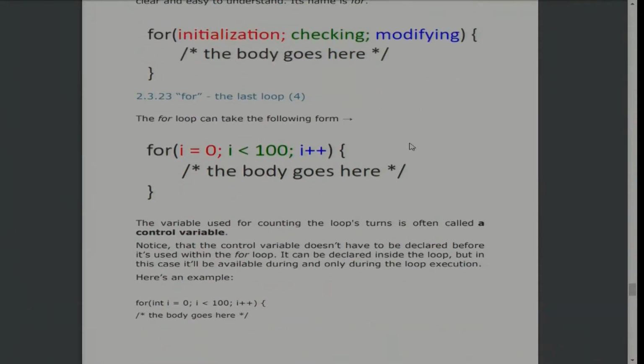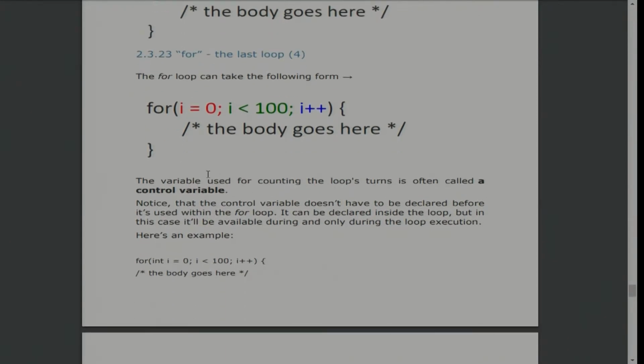There's an example here. We initialize i as 0, then we check if i is less than 100. Then we do whatever is in the body. But once i is no longer less than 100, then we break out of that loop.